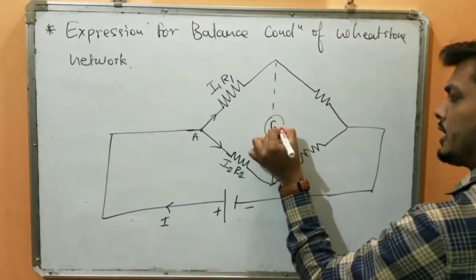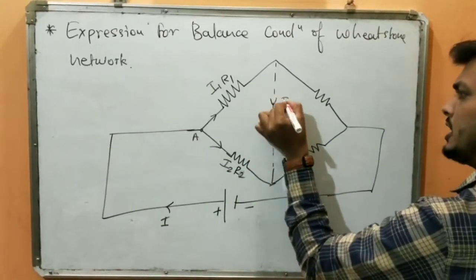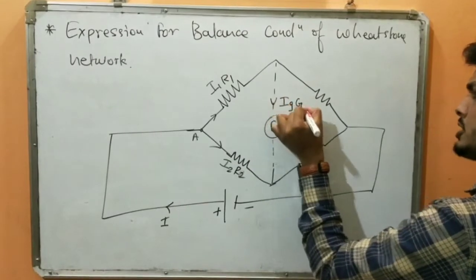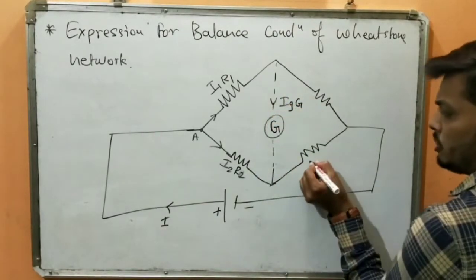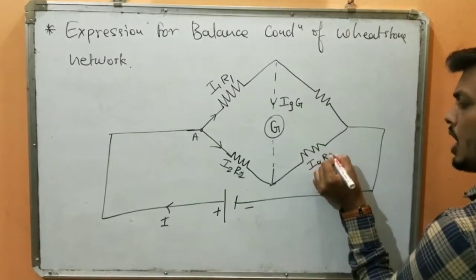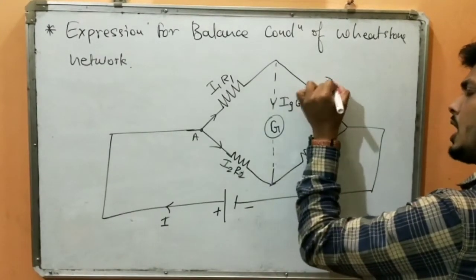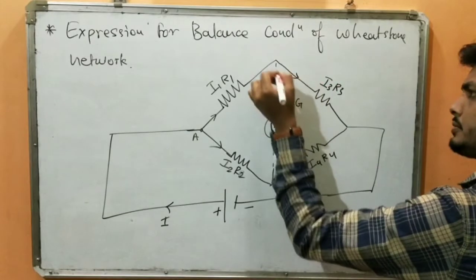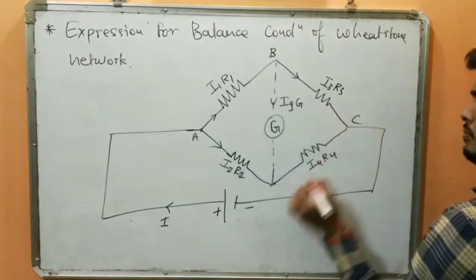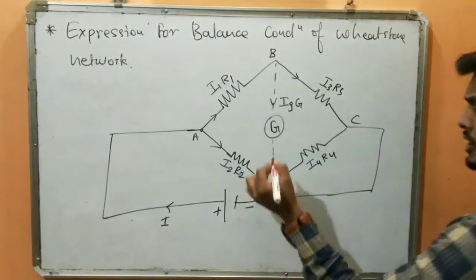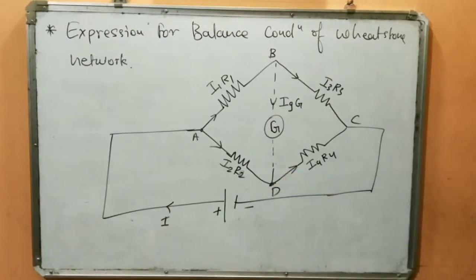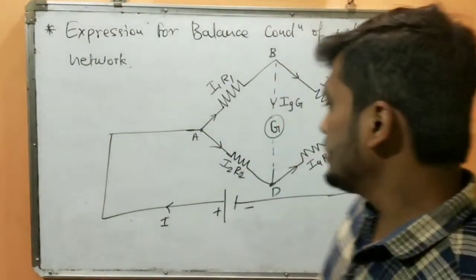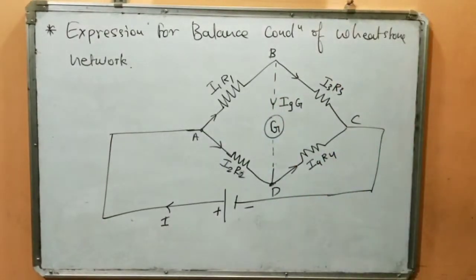and here in the middle I have a galvanometer which is carrying current Ig, having resistance capital G. Okay, and this will be I4, R4, and this will be I3, R3. Point B, point C, and point D, which is the node. So you are expected to draw this neat, clear diagram. Okay, so this is the typical diagram of the Wheatstone network.